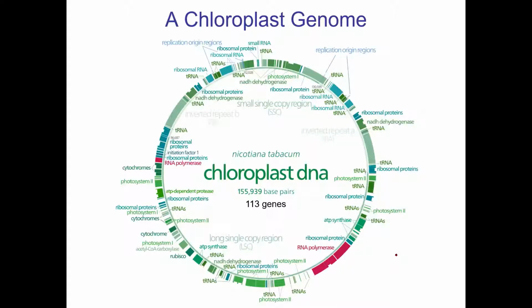Chloroplasts also have their own genomes. Here's one from tobacco, and it's bigger than a mitochondrial genome. You can see it's about 113 genes, a bunch of transfer RNAs, a bunch of enzymes involved in photosynthesis. So again, no surprise, because that's of course what a chloroplast is up to.